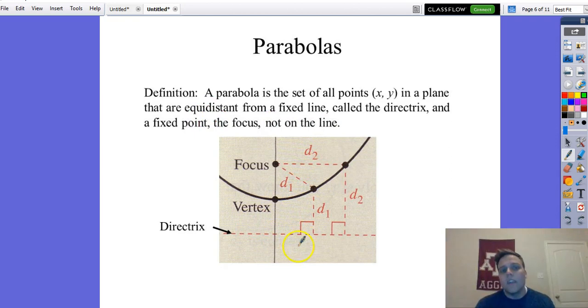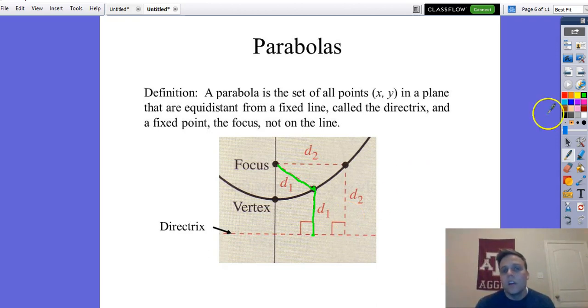Okay? So what that means is that the distance from the directrix to any point on your parabola is the same distance as that point to the focus. So like D1, the distance from the directrix here to the parabola is the same distance as the parabola to the focus. So these are the same distances. Same idea here with D2.